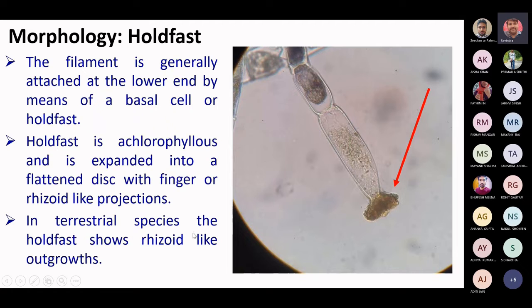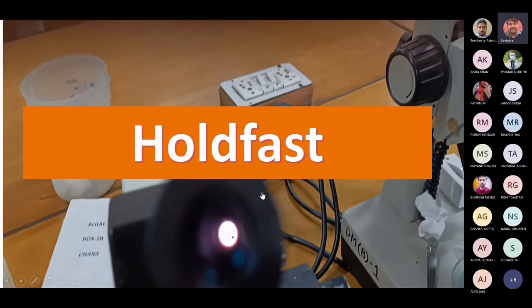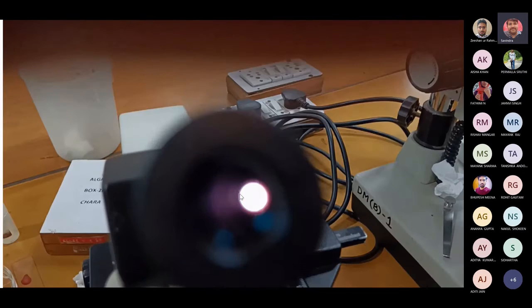Okay. In terrestrial species, the holdfast shows rhizoid-like outgrowth. It will not show here, but in terrestrial Oedogonium, you may assume that a rhizoid-like structure may also be there, coming out from this holdfast. Okay. So see the beauty of nature. I will show you in the slide.